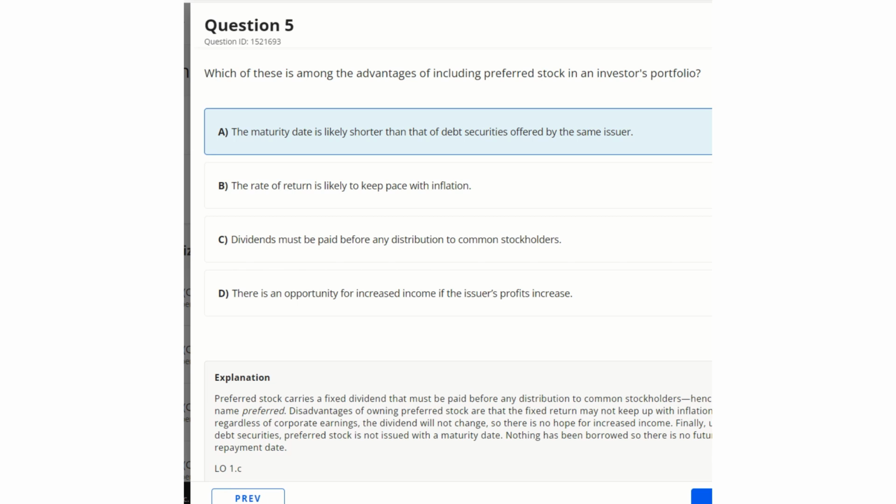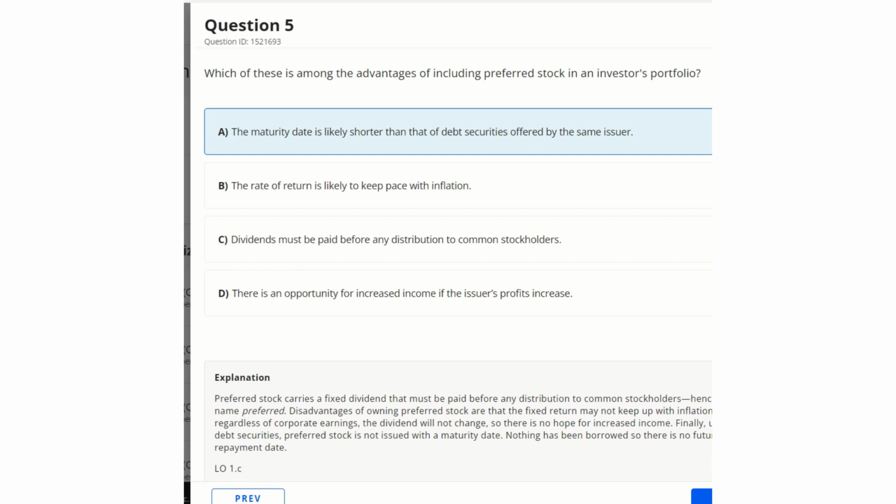Which of these is among the advantages of including preferred stock in an investor's portfolio? A, maturity date shorter than that of debt securities offered by the same issuer. B, rate of return is likely to keep pace with inflation. C, dividends must be paid before any distribution to common stockholders. Or D, there's an opportunity for increased income if the issuer's profits increase.